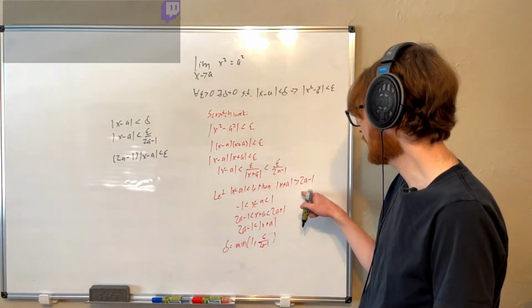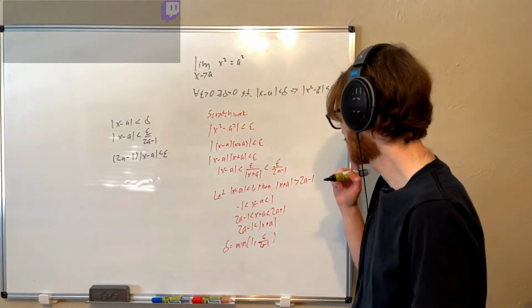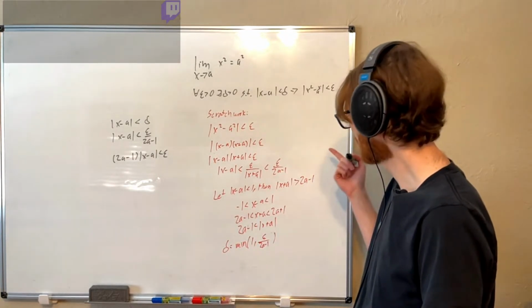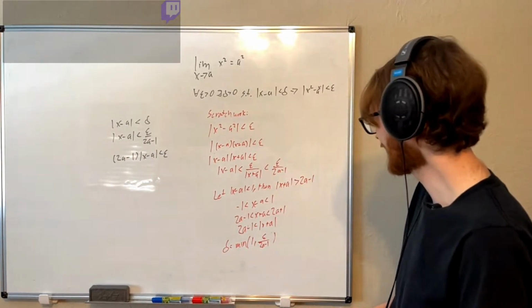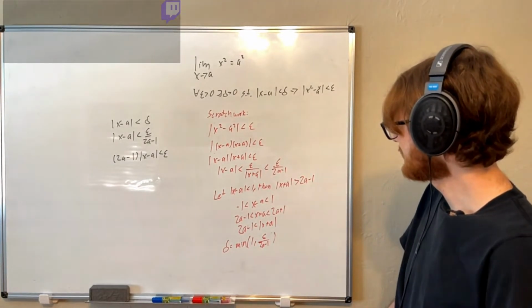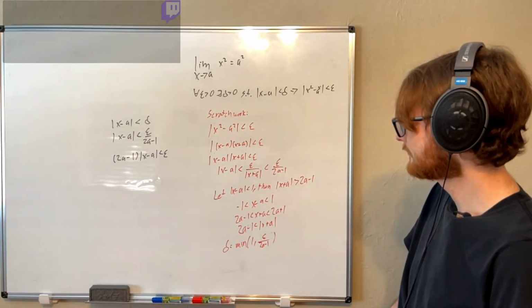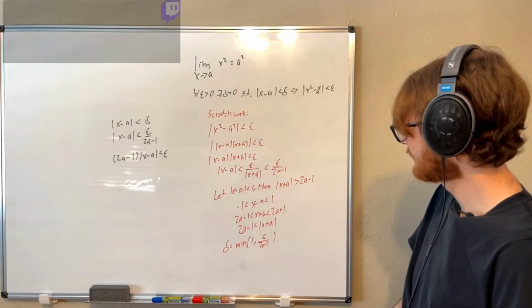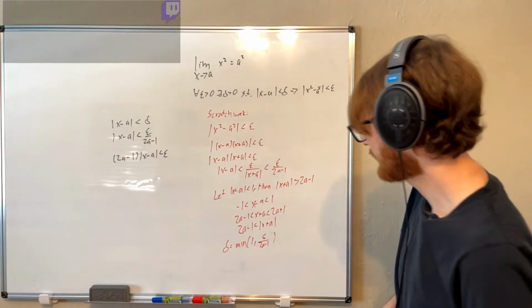Does that inequality even go the right way now? Wait, 2a minus 1. Wait, no, we need something that's less than 2a minus 1. I'm getting confused. Why is this so much harder?